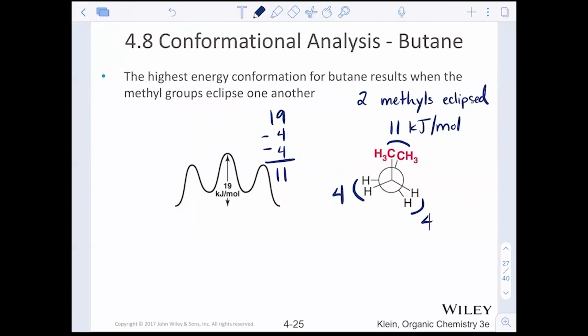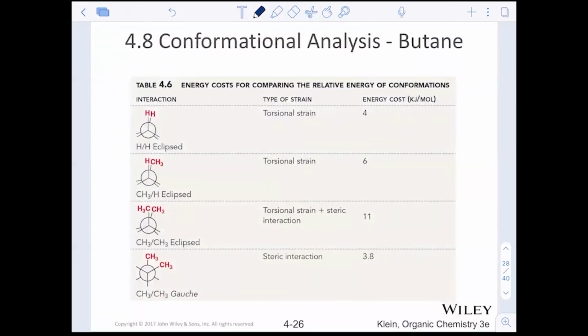These numbers you do need to know. This chart right here is what I want you to know. The energy costs for eclipsing and gauche interactions can be used to give the approximate energy of a given conformation. We'll practice that a lot in class. Being able to draw the given conformation like we did last time, and then being able to analyze the eclipse position and the cost of it will be an important idea on your exam.